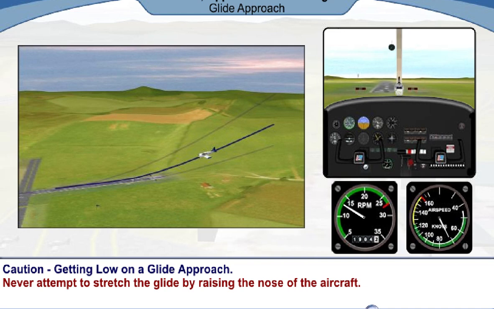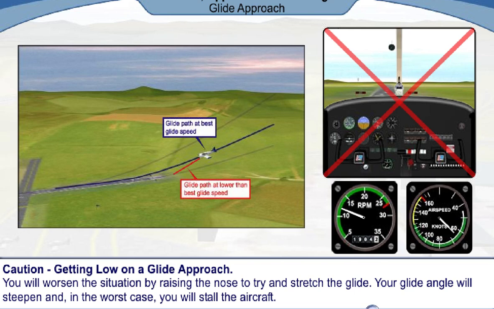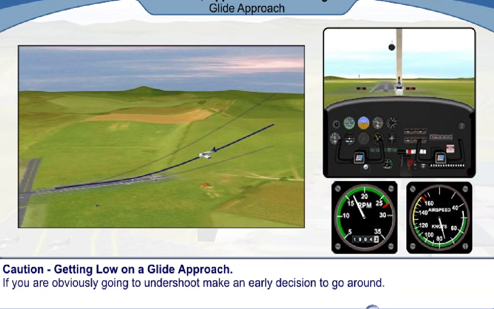If you attempt to do this, airspeed will decrease. If your attention is concentrated on your touchdown point, you may well not notice this decrease. As you've learned, gliding performance decreases if you fly either above or below your best glide speed. You will thus merely worsen the situation by raising the nose to try and stretch the glide. In the worst case, you will stall the aircraft. And at this low height, the result of that would be catastrophic. So, if it becomes obvious to you that you're going to undershoot, make an early decision to go around.